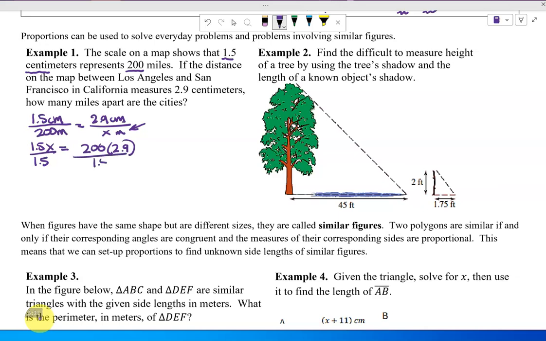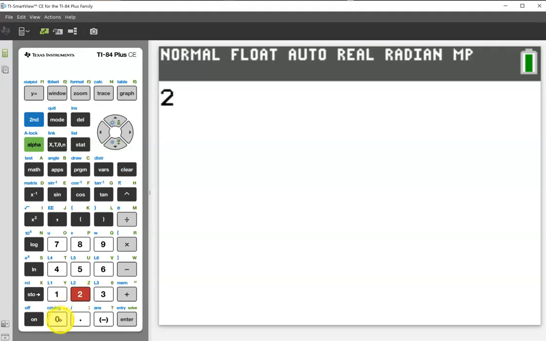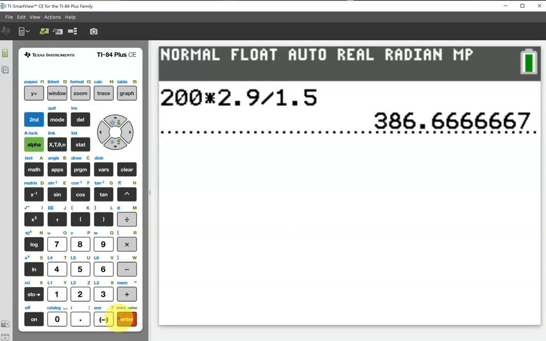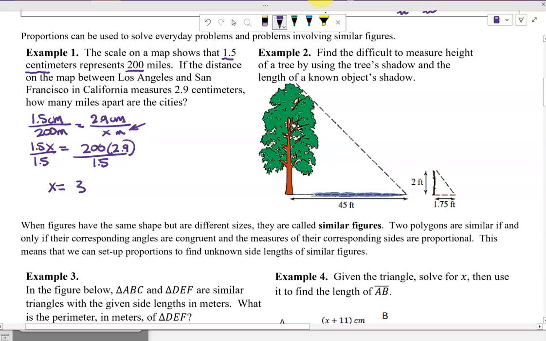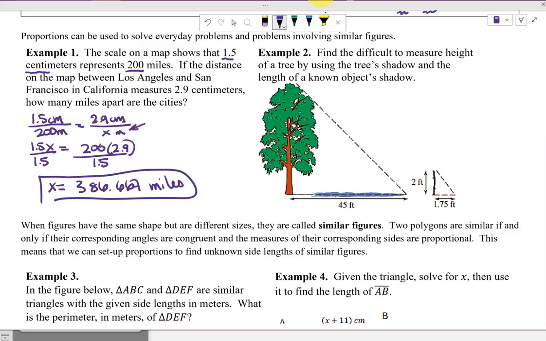divide by 1.5. And x will equal, grab your calculator, 200 times 2.9 divided by 1.5. And we have 386.667 miles. We know our units have to be miles because the denominator of this one is miles, so the denominator of that one has to be miles. And there's our answer.